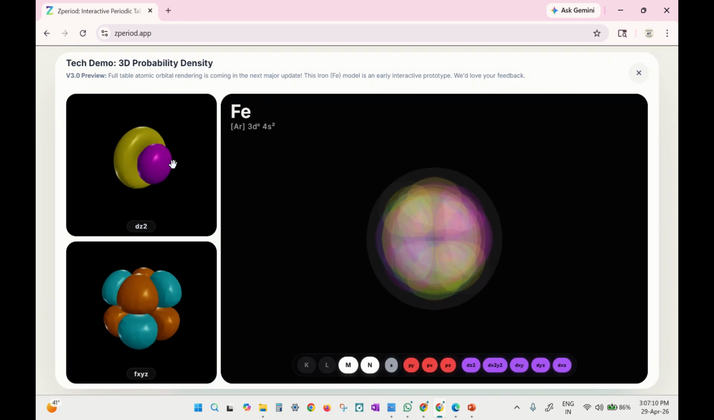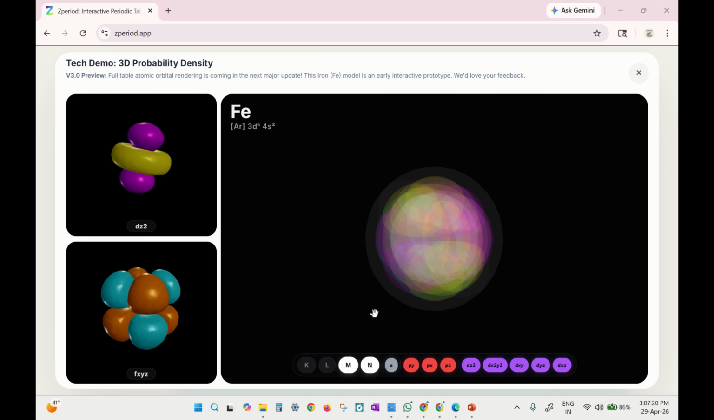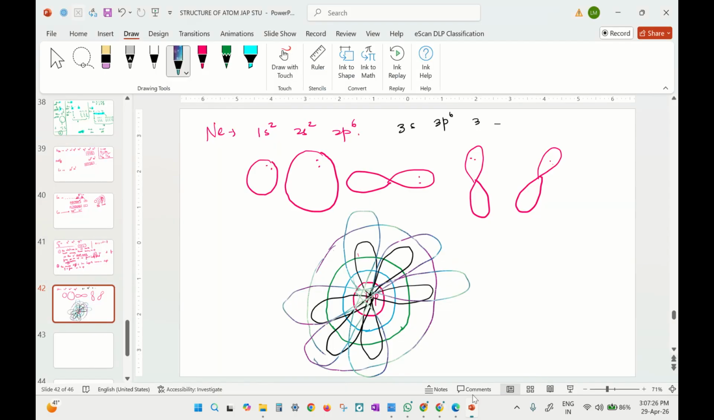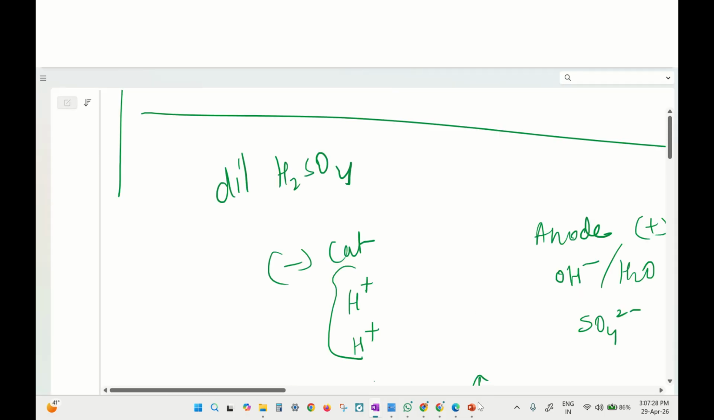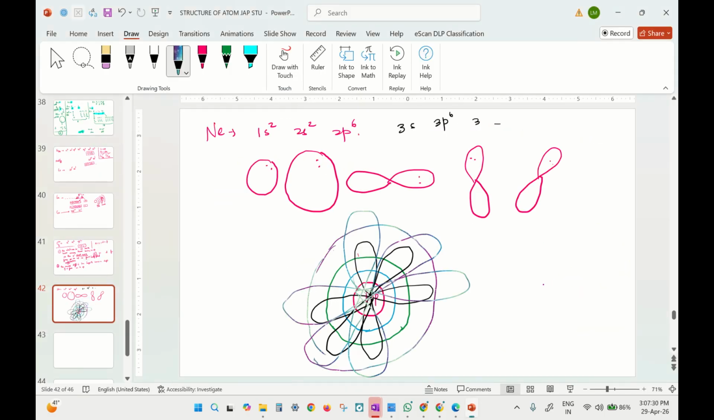What I wanted you to see now is this. This is your d subshell. One of the subshells is given. Now, dz square is an orbital located on the z axis, and there is a disk present on the xy plane. Remember? We had this. Did we see the d orbitals picture?